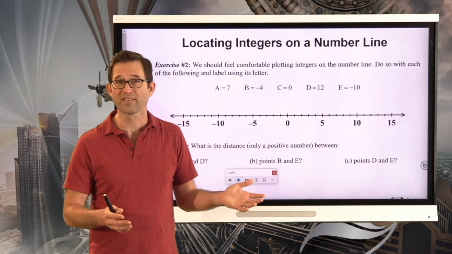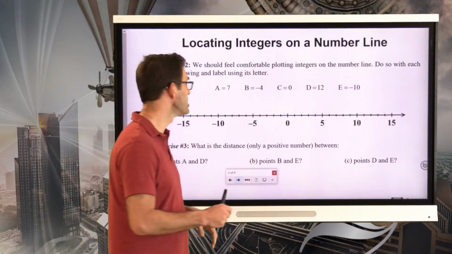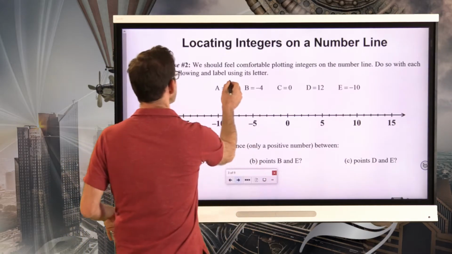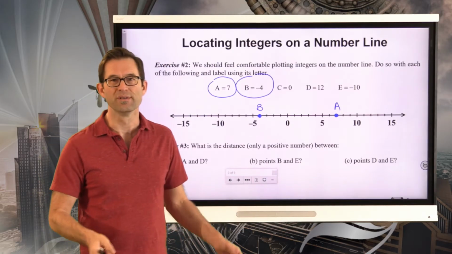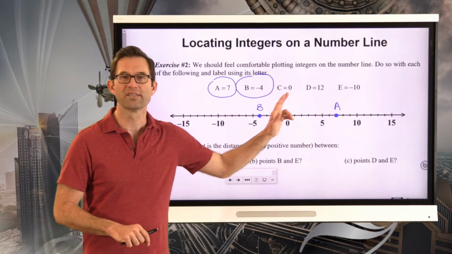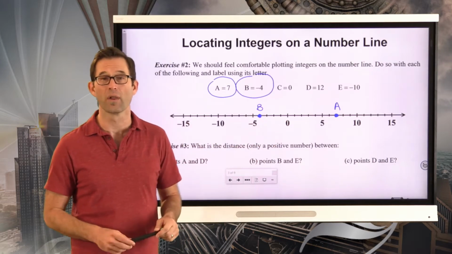So let's plot some numbers together. This should be pretty easy. Let's plot A and B together and then have you do C and D and E on your own. If I have A equals 7, that's simple. 7 is right here, 2 units to the right of 5. On the other hand, -4 would be right here, just 1 unit to the right of -5. Super duper easy. Why don't you pause the video now and plot C, D, and E on this number line.